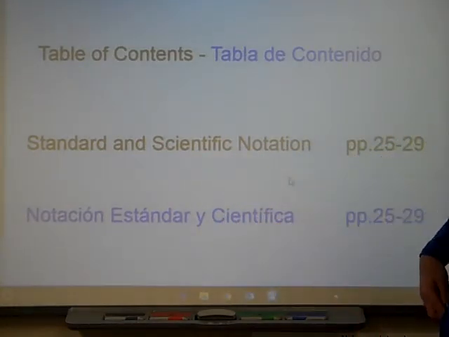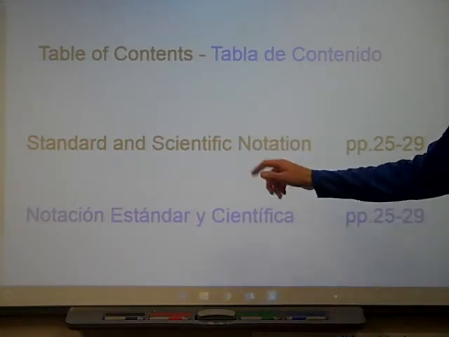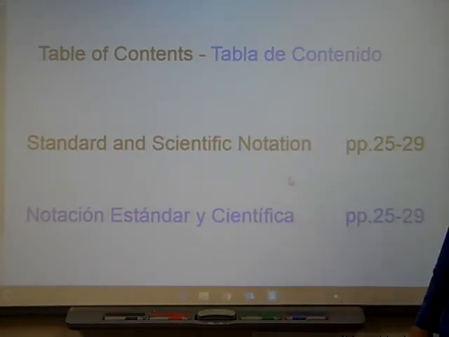So the first part, like we do in all of our journal entries, is to go to the table of contents, first page, and skip a line underneath where you wrote PEMDAS, and write standard and scientific notation, and it's going to be on pages 25 to 29. So we're going to have several pages in our journal for standard and scientific notation. And again, you may stop the video whenever so that you can get this written in the table of contents.